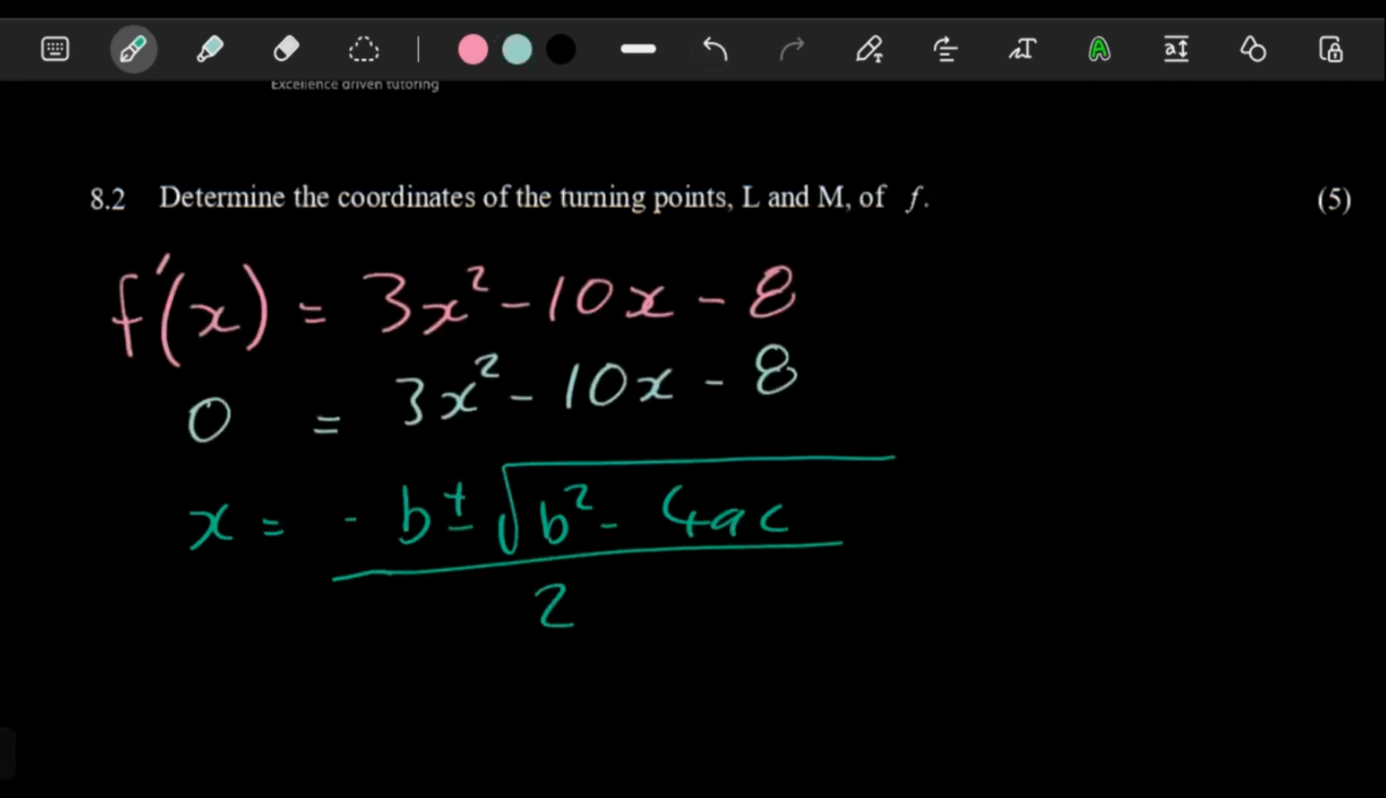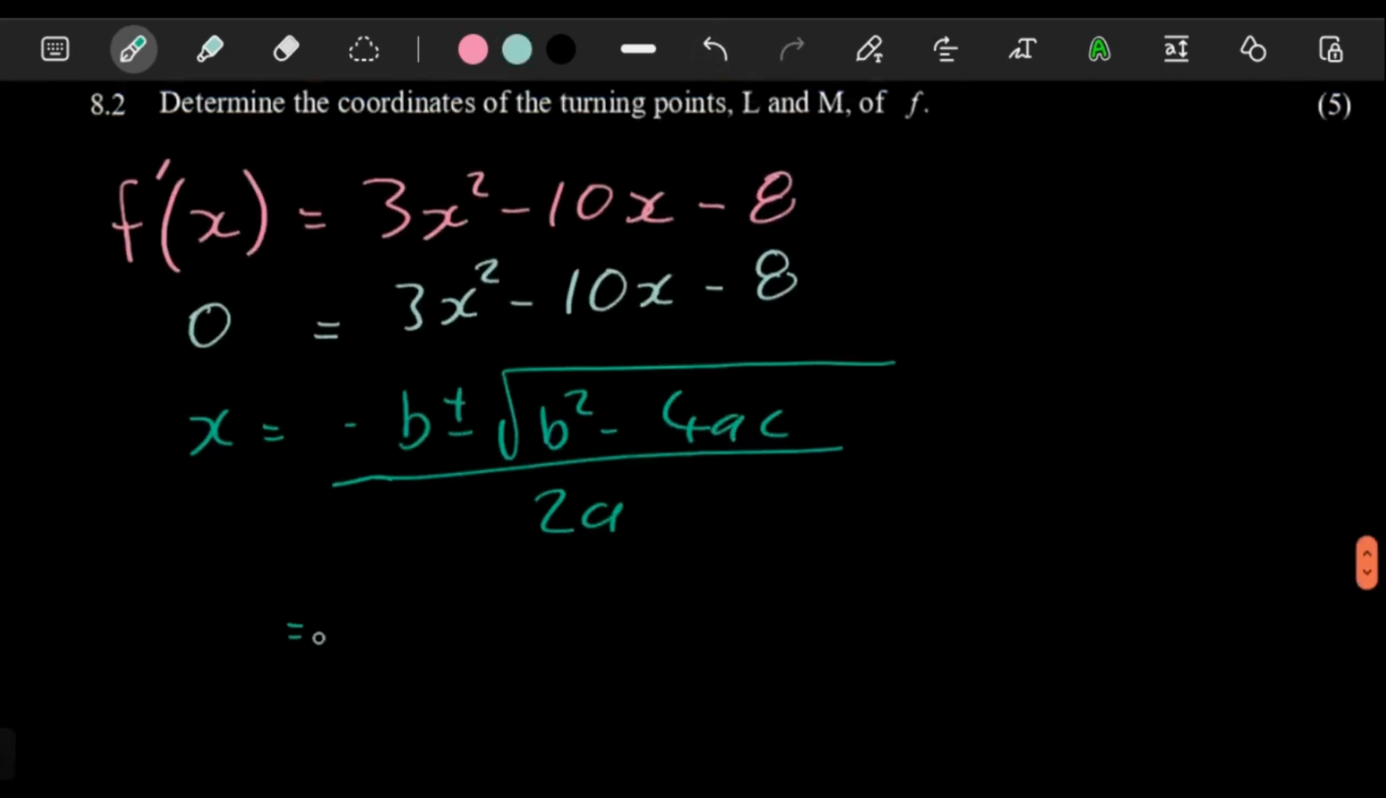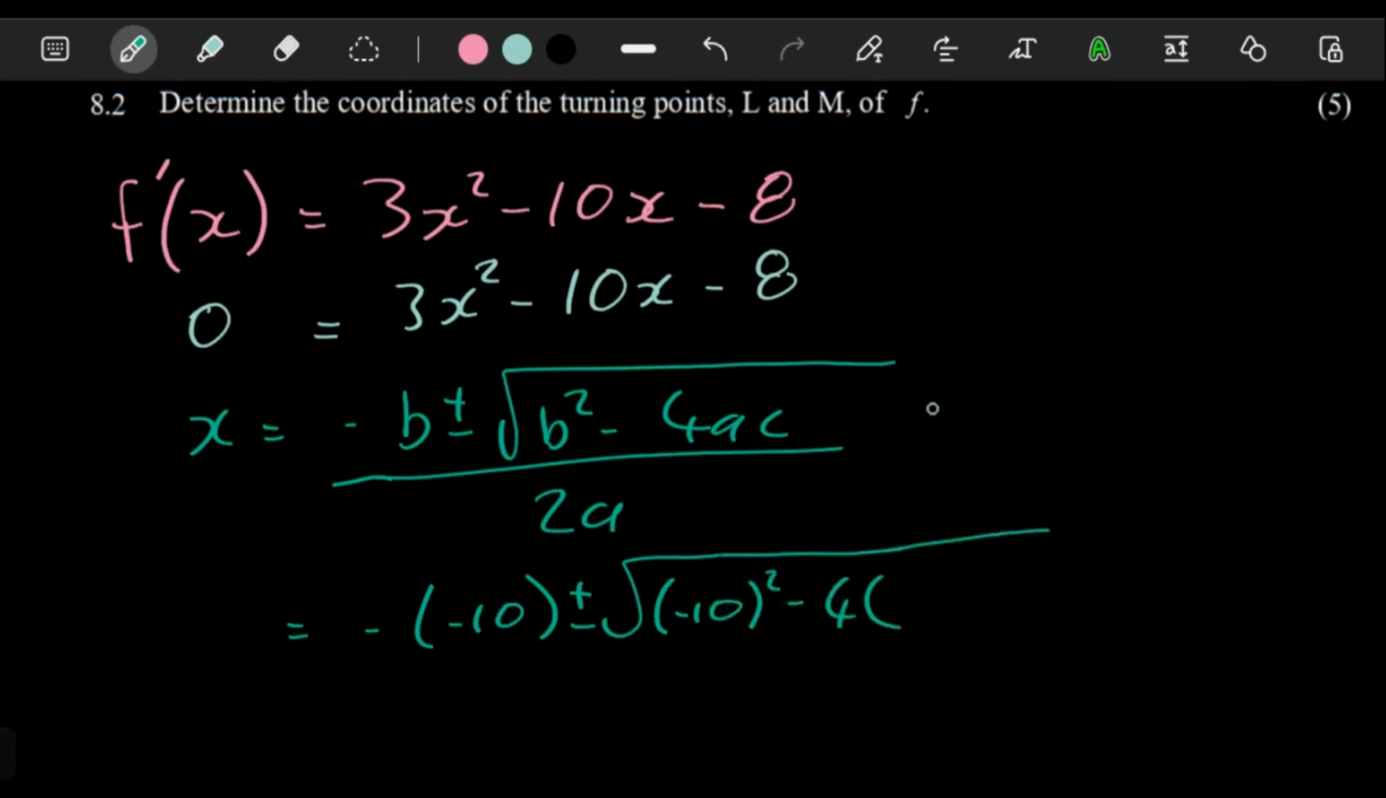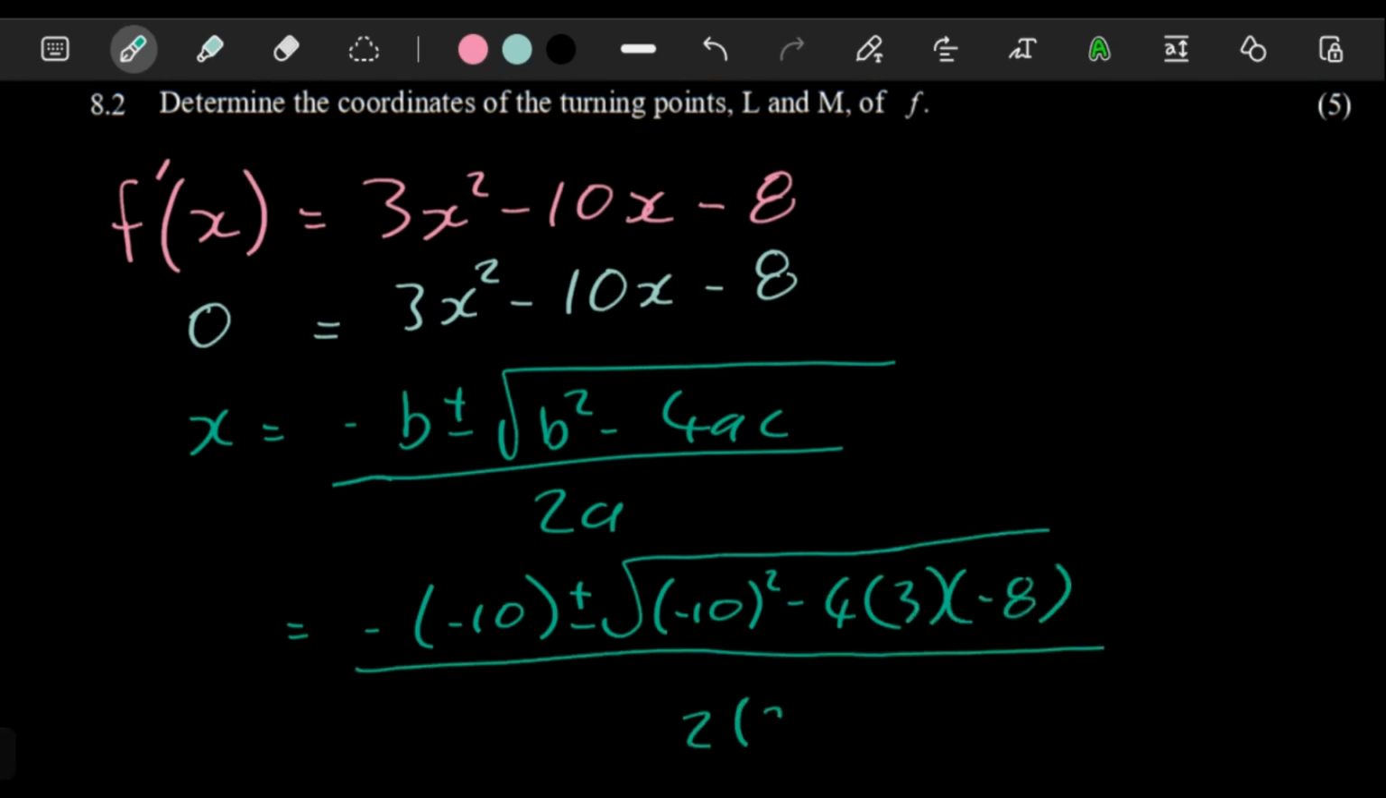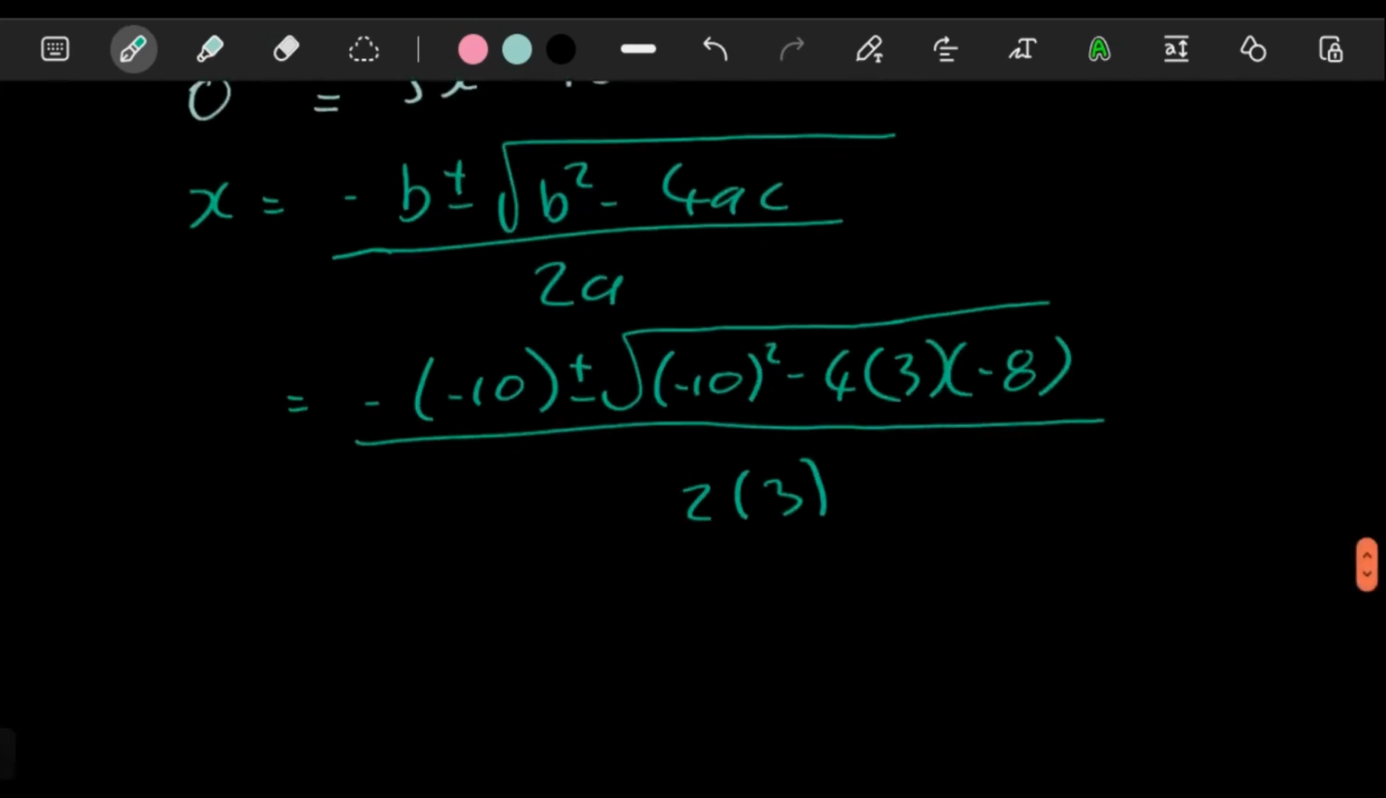Let's see. B is negative 10, plus or minus negative 10 squared minus 4, our a value is 3, c value is negative 8, and then the denominator is 2 times a, which is 3 there. And then what now? So let's just put all this in the calculator. Let's see here. The first answer is 4.